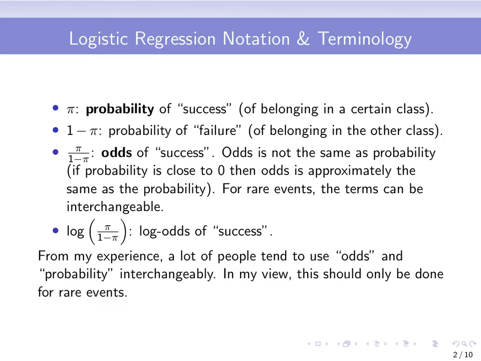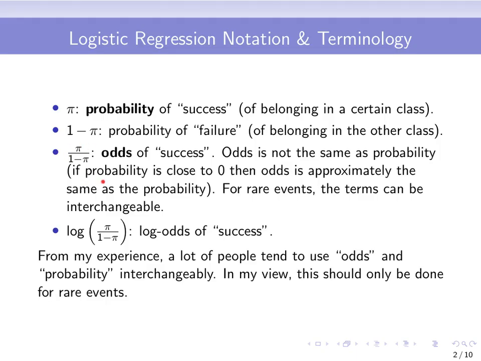So, just some notation, right? Pi represents the probability of a success, that means of belonging in a certain class. And obviously 1 minus pi will be the probability of belonging in the other class. So the key term here will be this pi over 1 minus pi. So the probability of success over the probability of failure, which we call the odds of success. So if you look at this, odds is not the same as probability.